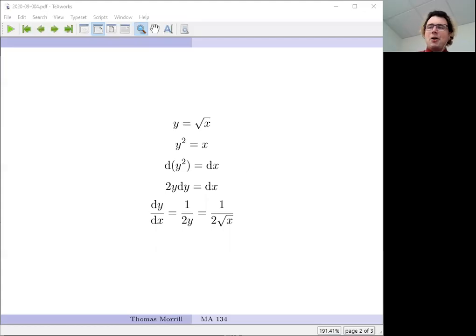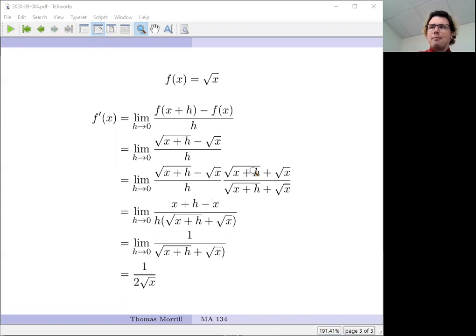Okay, so let's calculate this derivative the formal way using limits. Let's be good and precise about it. My function is going to be f of x equals the square root of x. And if I'm going to calculate its derivative, I need to use my limit formula. So f prime of x is equal to the limit as h goes to 0.